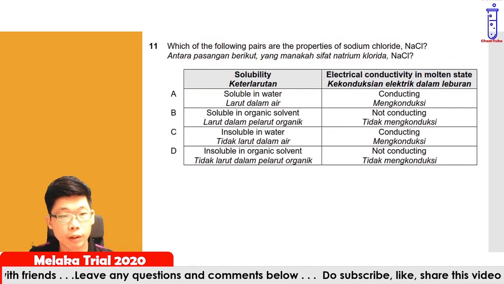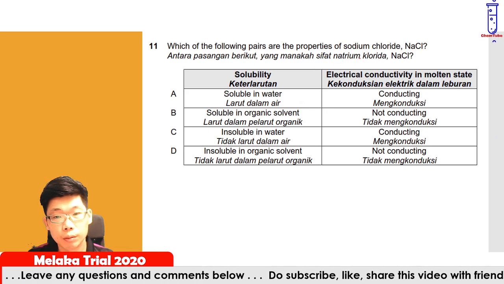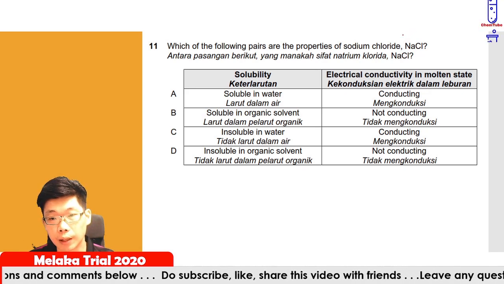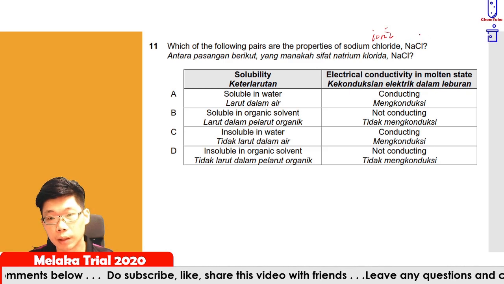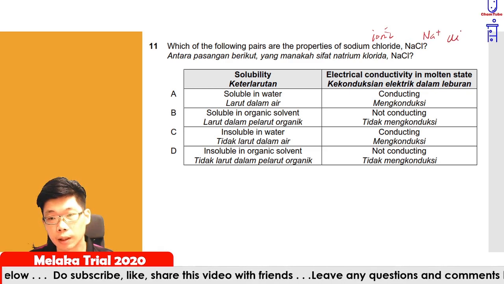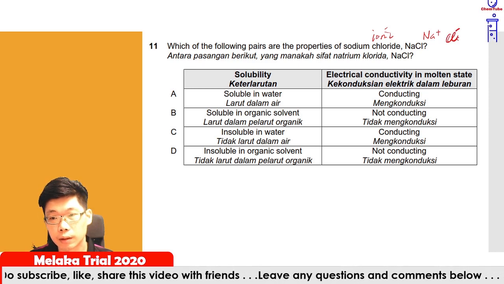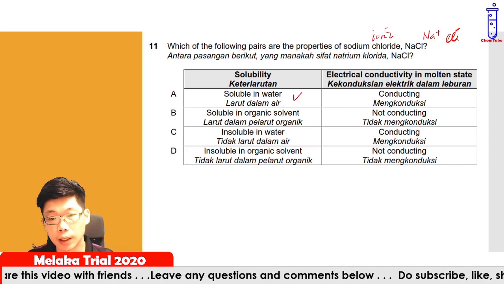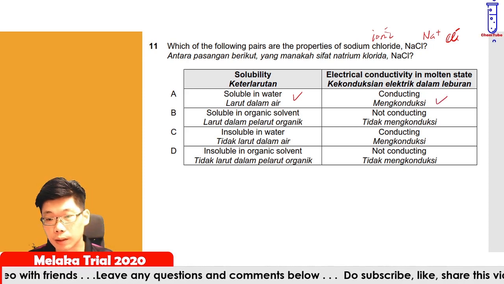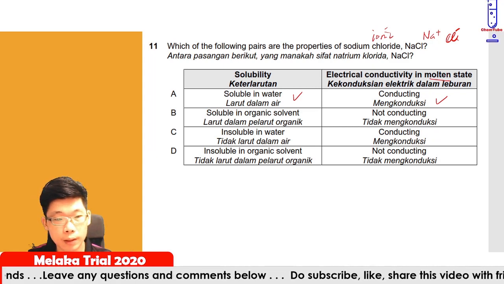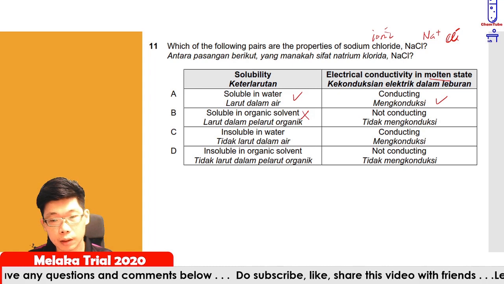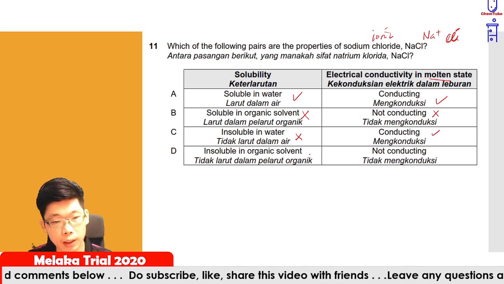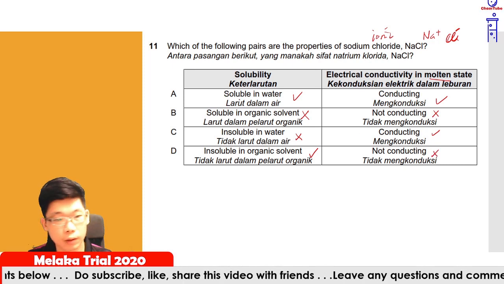Question 11. Which of the following pairs are properties of sodium chloride? NaCl, you have to know it is an ionic compound, because it is formed by sodium ions and chloride ions. Number one: solubility. Yes, it is soluble in water, and it conducts electricity in the molten state. Yes, molten state means heated until it melts. Soluble in organic solvent, wrong. Not conducting, also wrong. Insoluble in water, wrong. Conducting, correct. Insoluble in organic solvent, correct. Not conducting, wrong. So the answer is A.